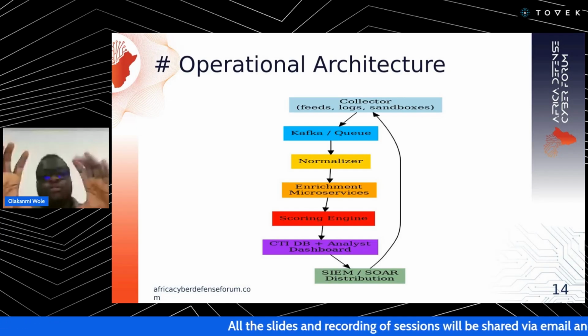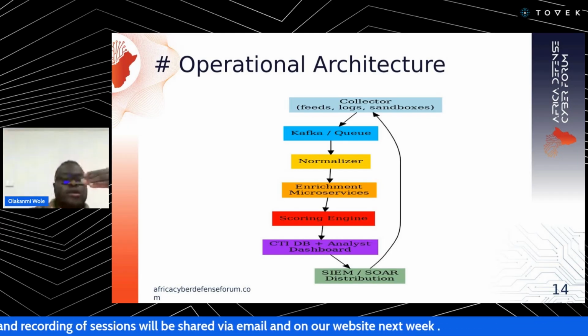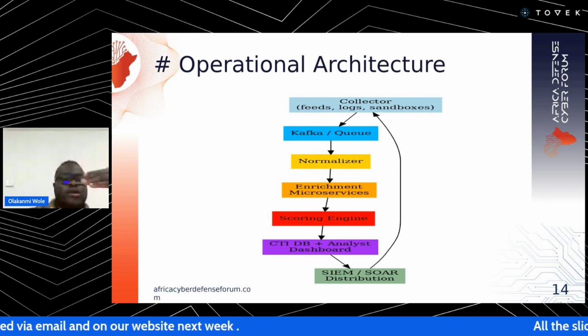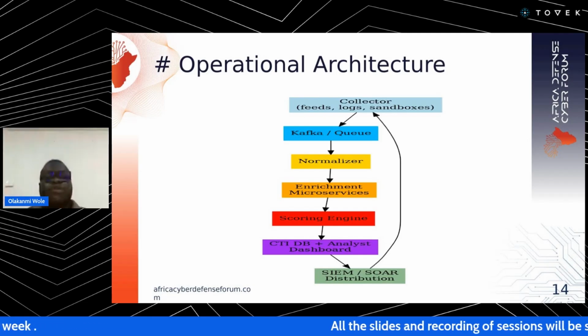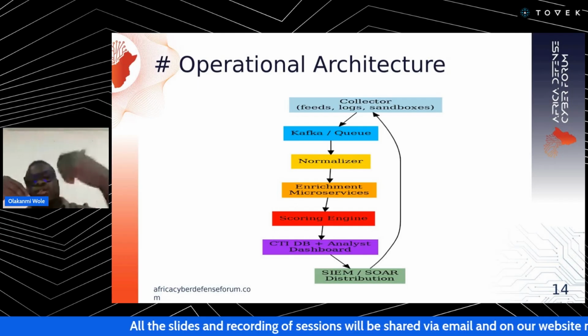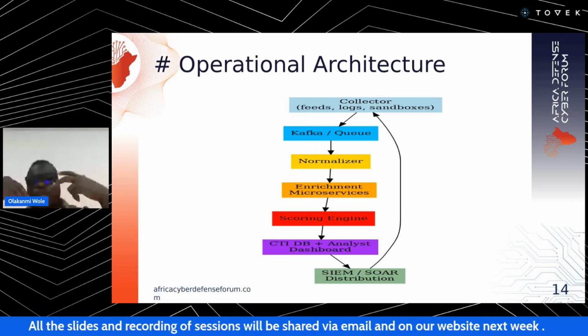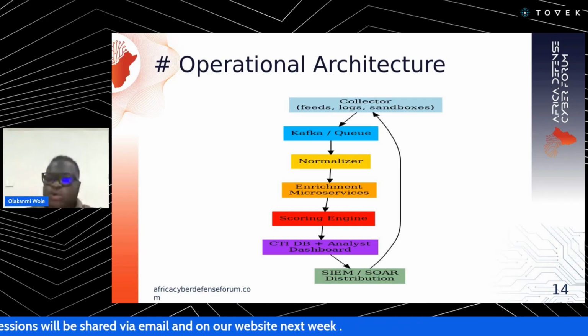So this is exactly how the architecture looks. Very simple architecture. Each level just improves on the raw data that we are getting. You collect the data, you normalize it, you enrich it, you score it, and then you present this information for validation by, remember, your analysts, your sharing platforms, and things like that, even down to your internal teams also.